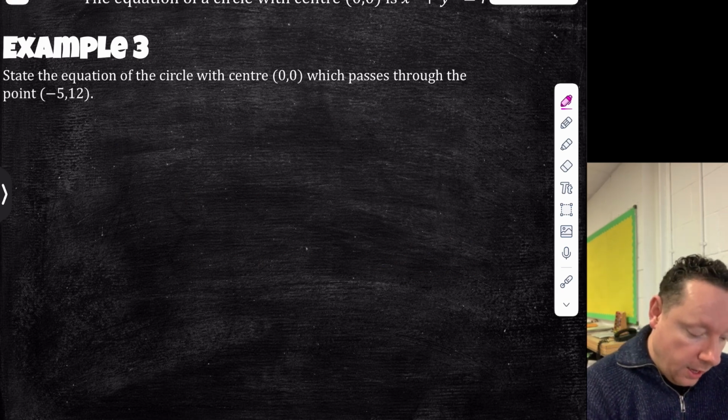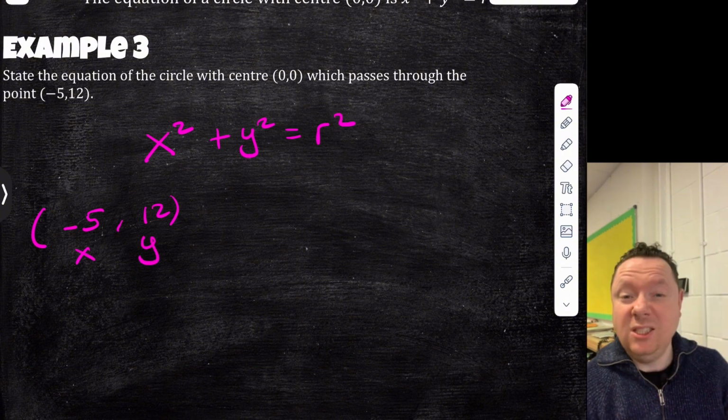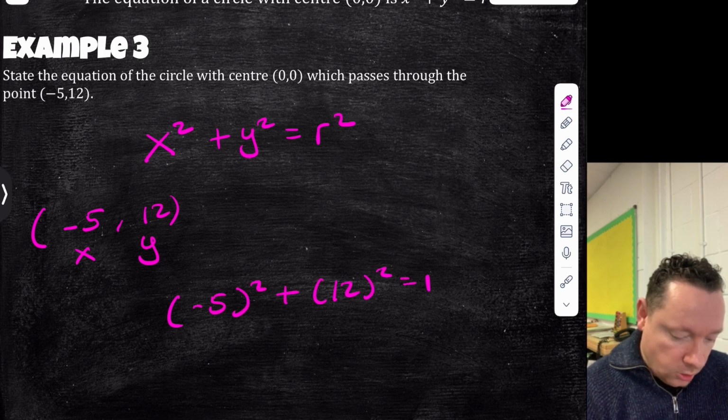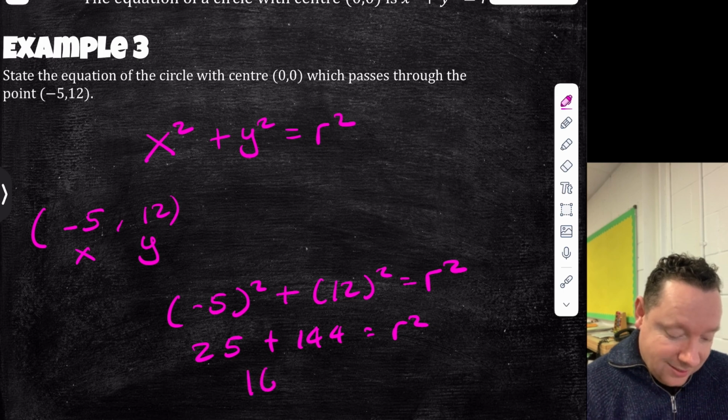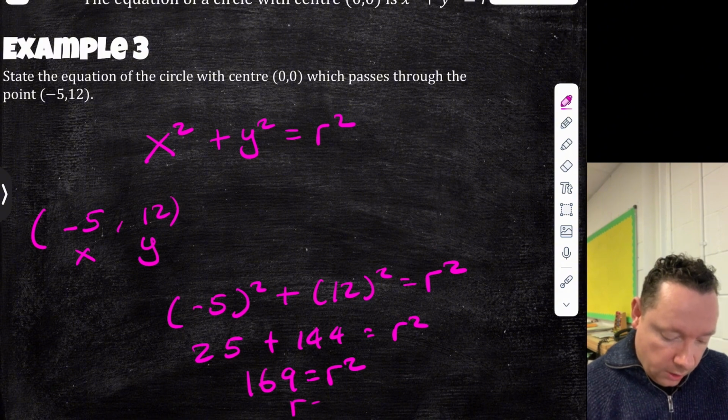Well, we know that if it's got a centre of 0, 0, x squared plus y squared equals r squared. But we have a point. The point is minus 5 and 12. Well, that's an x and that's a y. So we can just sub that into our equation. So we get minus 5 squared plus 12 squared equals r squared. That's 25 plus 144 equals r squared. So that's 169. And therefore r is the square root of 169, which is 13.